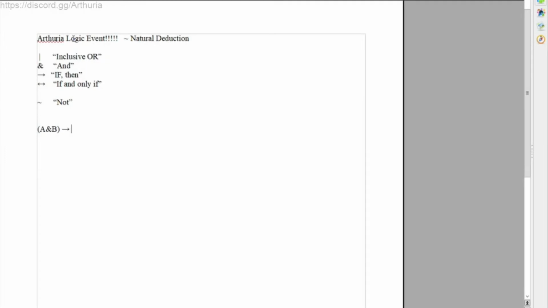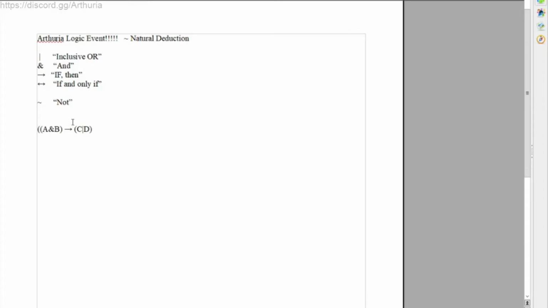...implies C or D. What this means is that if A and B is true, then this stuff on the right is true. That's what this statement means. So if both these things on the left are true, then we can conclude this or statement on the right. That's going to be important because parentheses are going to matter once we start getting into rules.